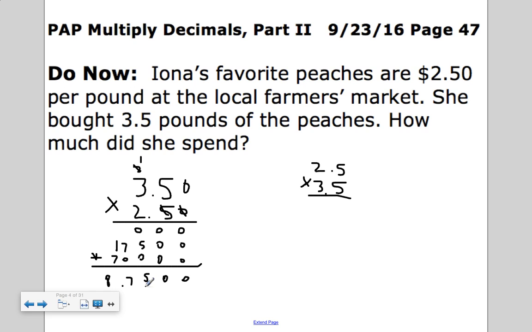$8.75. Notice, you might say, but what about the 0? At the grocery store or the farmer's market, they're not going to say, you owe us 8 and 7,510 thousandths. They'll just say $8.75, ma'am. What if you prefer this way?